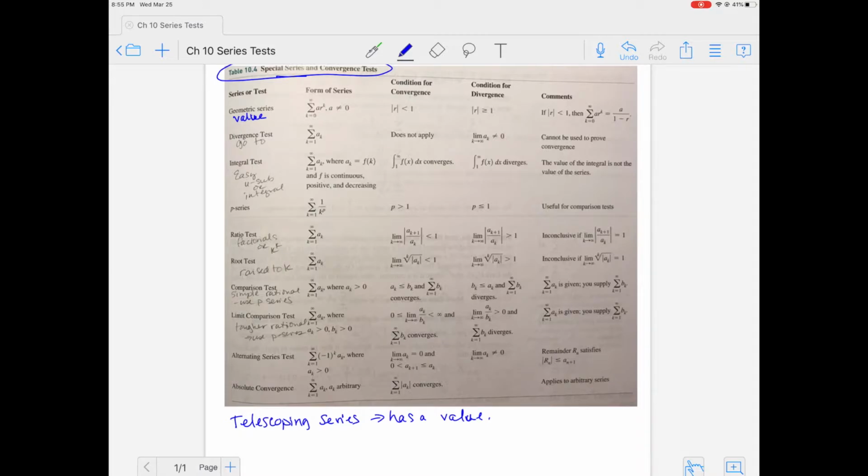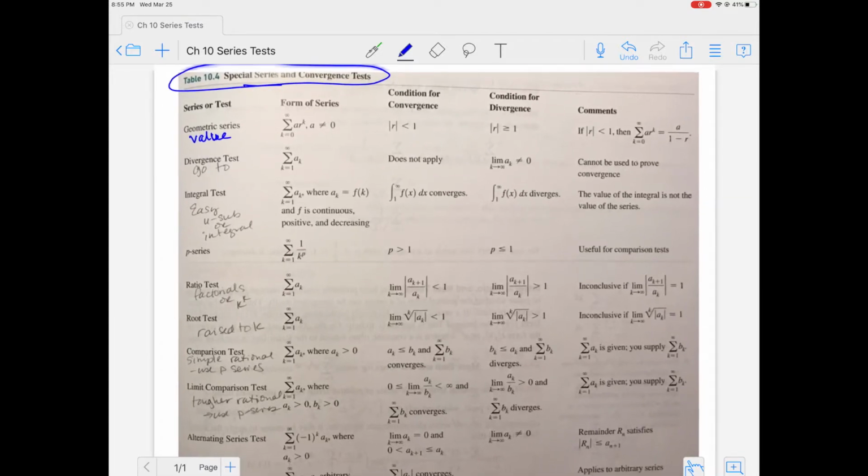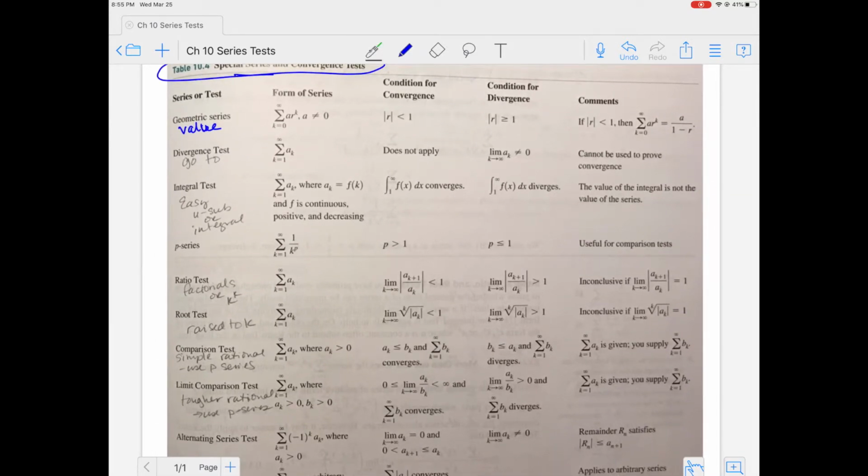So your geometric series and your telescoping, those are the only two that actually have a value. Everything else we just say converges or diverges, right? But for that geometric series, I'm going to scoot this in. That's where you look at your r. The absolute value of r is the tip-off. If r is less than 1, that's when you can use this formula to come up with the value.